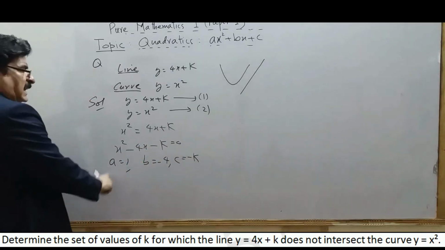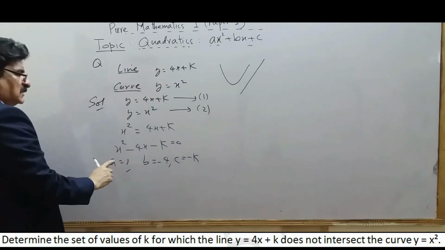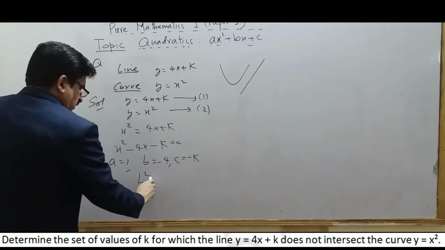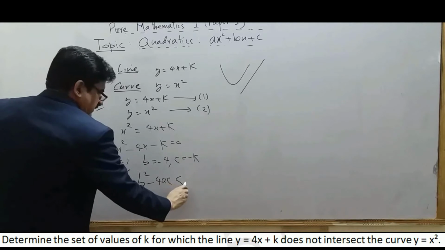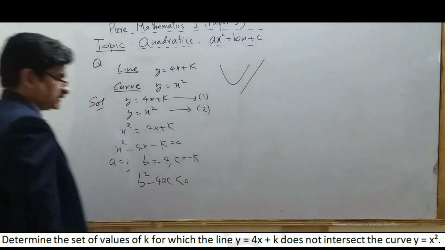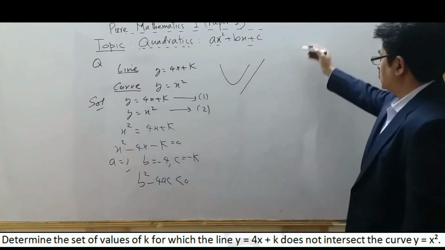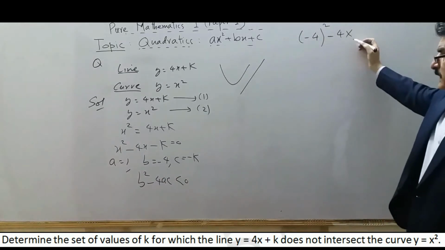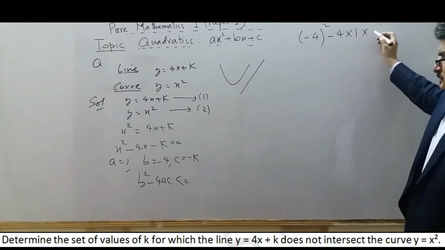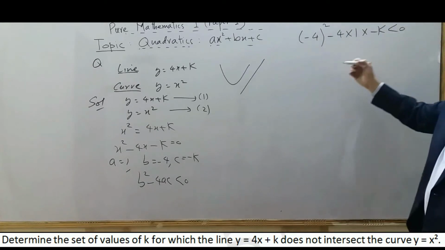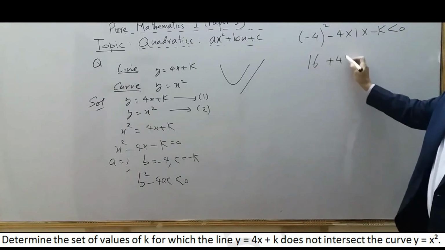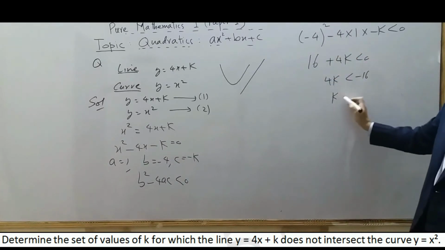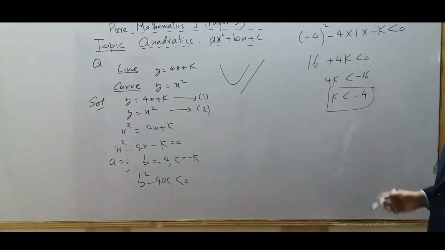Now you should write that as the line does not meet the curve, so there will be no real values of this equation. So b square minus 4ac will be less than 0. I am saving your time, you please write this. Then putting the values, minus b square minus 4a into c, which is minus k. This should be less than 0. So this is plus 4k less than 0, 4k less than, shift 16 to the right, and you will have answer k less than minus 4.